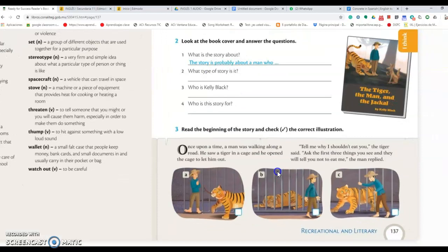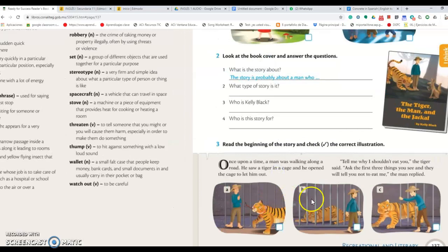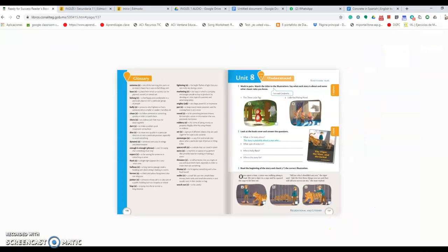Section 3. Read the beginning of the story and check the correct illustration. So let's read the story. Once upon a time, a man was walking along a road. He saw a tiger in a cage, and he opened the cage to let him out. "Tell me why I shouldn't eat you," the tiger said. "Ask the first 3 things you see, and they will tell you not to eat me," the man replied. Let's continue. Let's go to the next page.